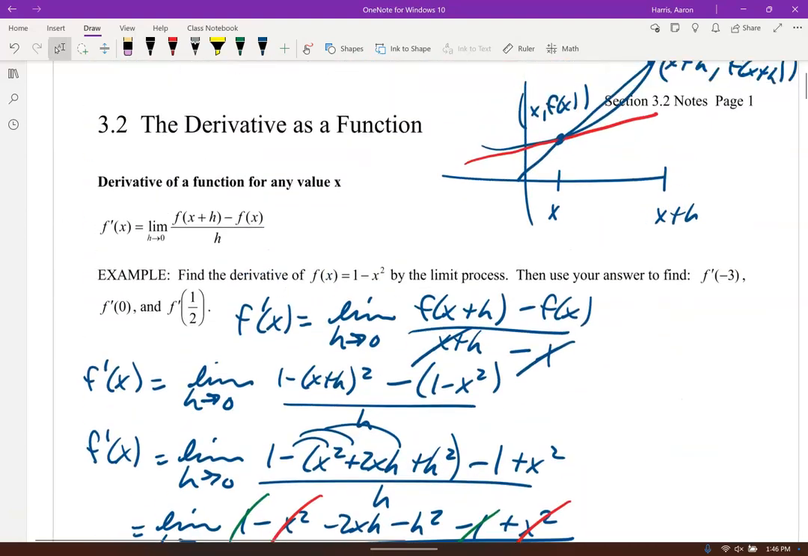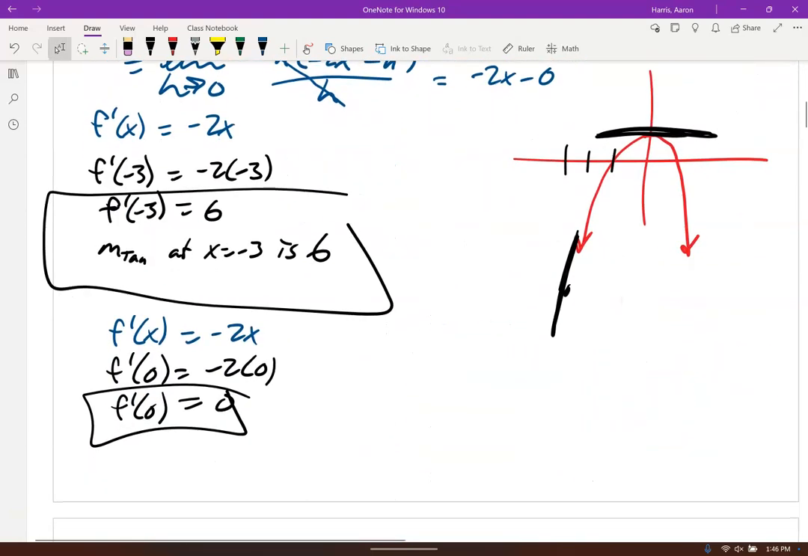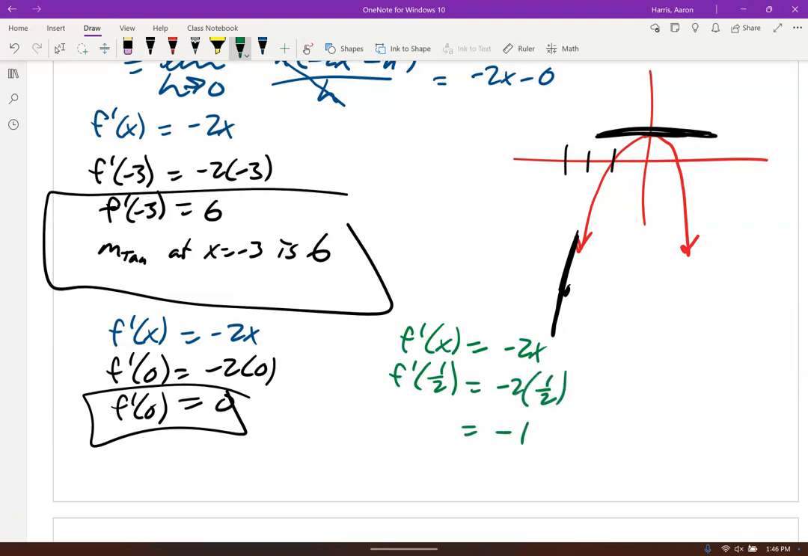Now let's do one more. They asked for f prime at 1/2. F prime of x is negative 2x. Let's find it at 1/2. Negative 2 times 1/2, I got negative 2 over 2 is negative 1. So right here, that slope in green, I didn't draw that very well again, but get the idea that that slope there is negative 1. F prime of 1/2 is negative 1.